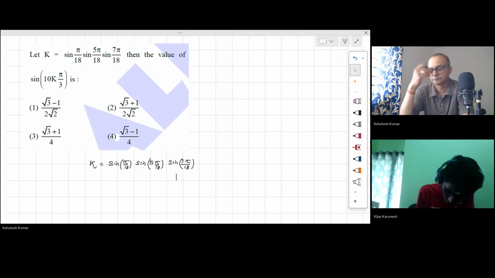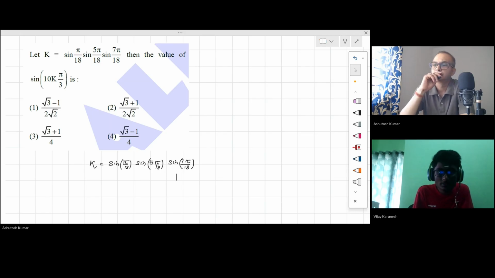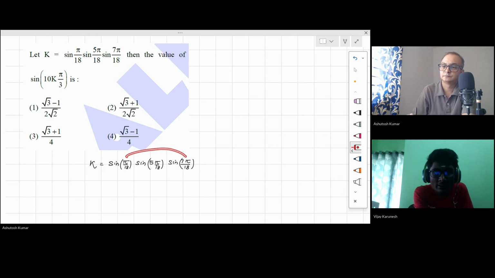Do you think there is any connection? First we check if there's any connection between these numbers. We can write pi by 18 as theta, and it will become sine theta, sine 60 minus theta, sine 60 plus theta, sir. And there's a formula for that.